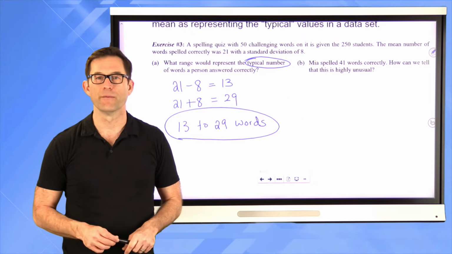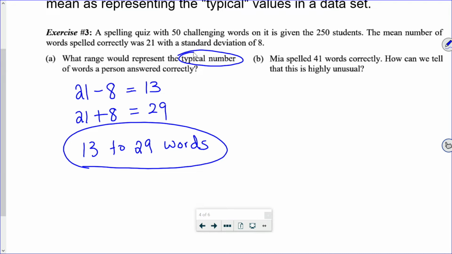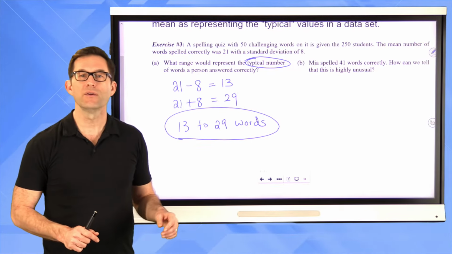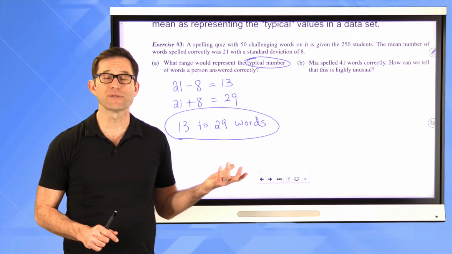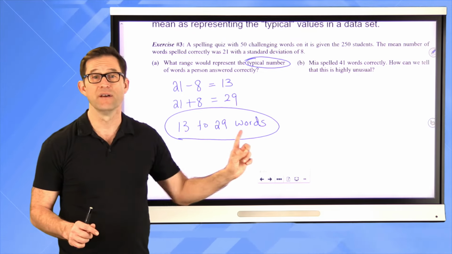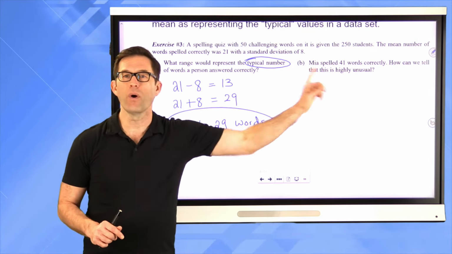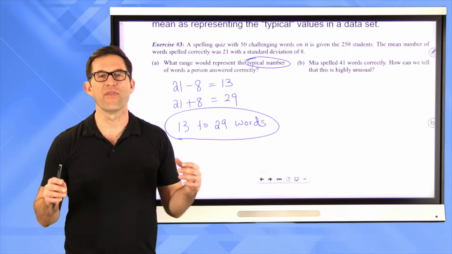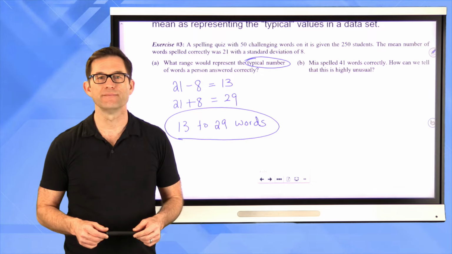This is an interesting one. Mia spelled 41 words correctly. How can we tell that this is highly unusual, right? Not just unusual, but highly unusual. Like you could claim that 32 words, that's unusual because it doesn't fall into this. But 41, highly unusual. Play around a little bit with that and see why that might be a little bit strange.